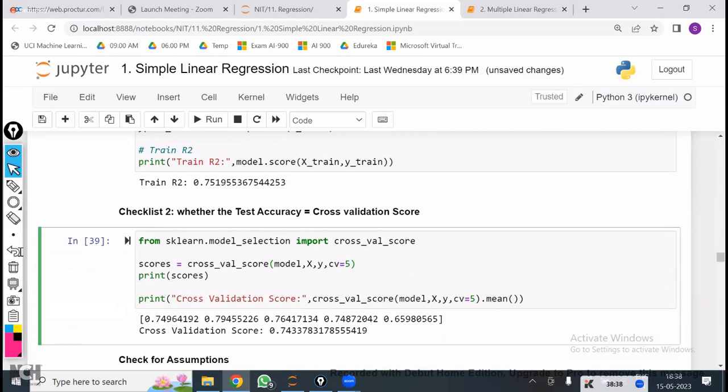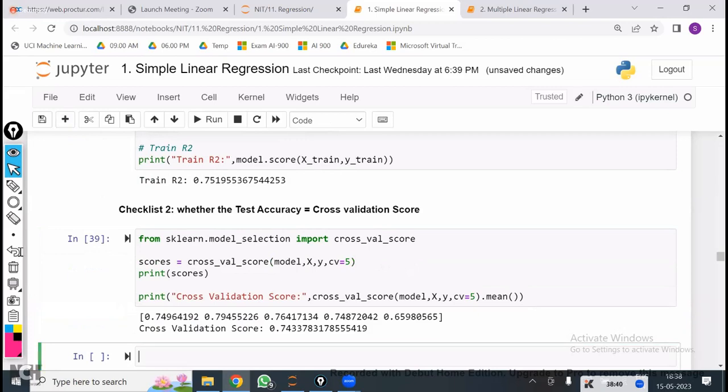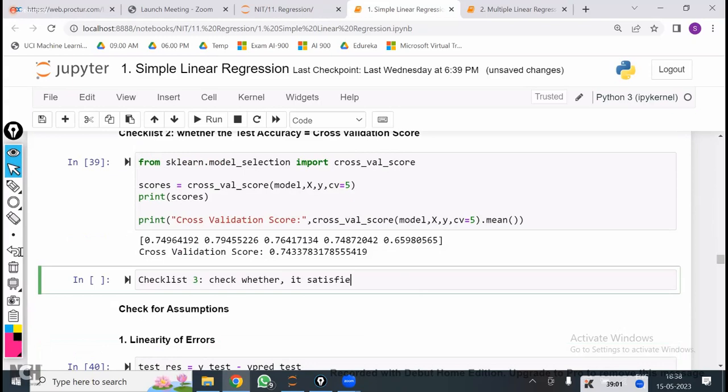Okay. What is the checklist number 3? Whether it satisfies the business problem. Checklist 3. Check whether it satisfies the business problem requirement. This is the third one.